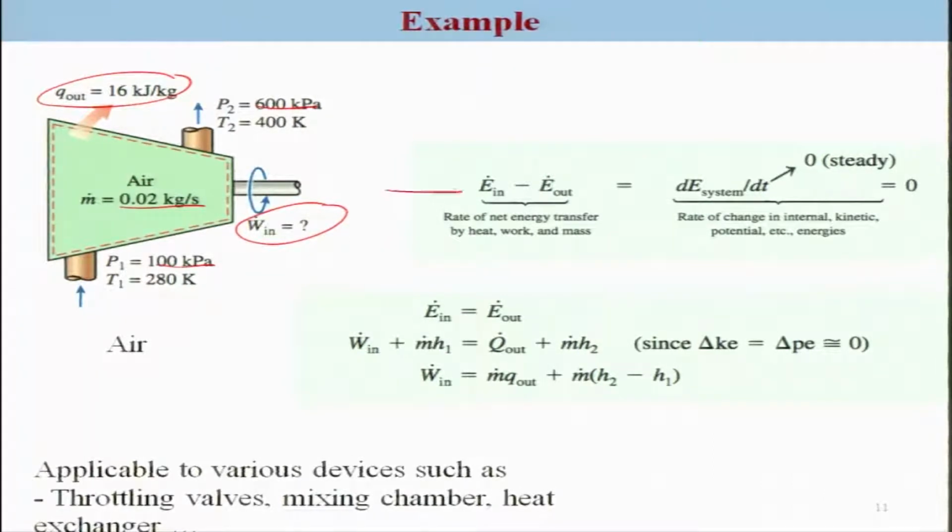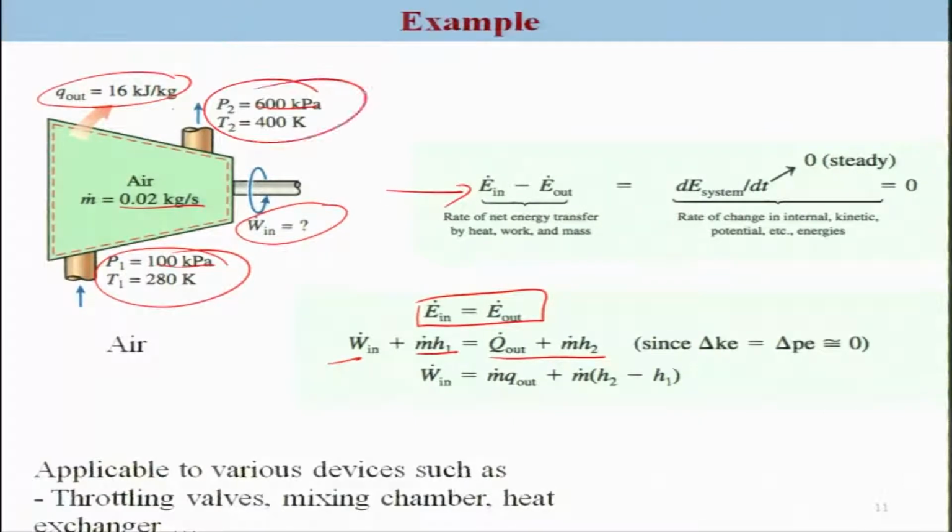So, you can start again with the basic definition of energy balance here. This is a steady state, so you can consider this and write E in is equal to E out. Now, knowing the direction here already, we can simply write W in plus the flow contribution mH1, which is going to be equal to Q out plus mH2. Okay. So, Q out is here, and mH2 is due to this. So, you can rewrite this expression in this form.